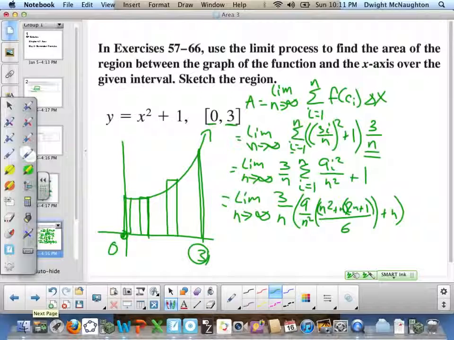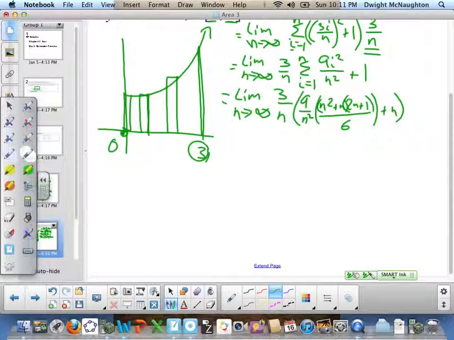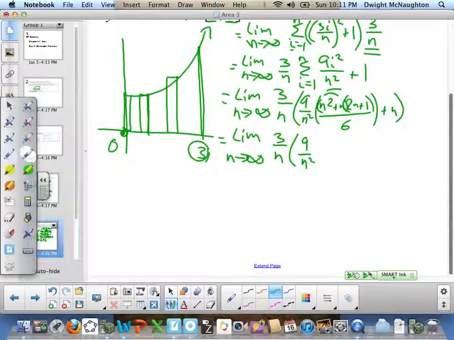All right. As we continue, again, this is going to be a lot. The thing to remember is it's this accumulation of rectangles. If you remember that, you should be all right. I'll distribute up top. This is a FOIL. So we still have 3 over n, 9 over n squared. FOIL up top, we get 2n cubed, that's first. Outside would be n squared. Inside would be 2n squared, plus n, over 6, plus n.